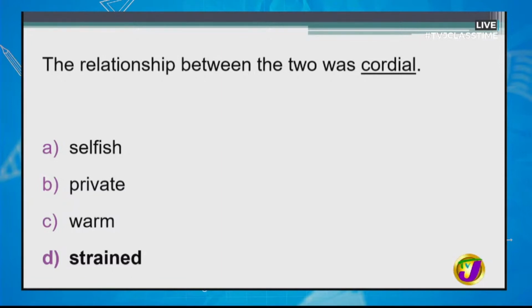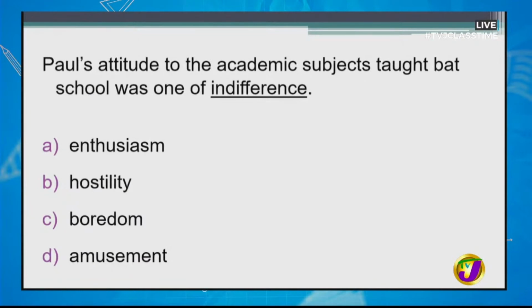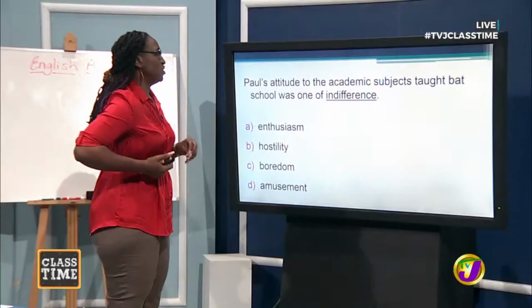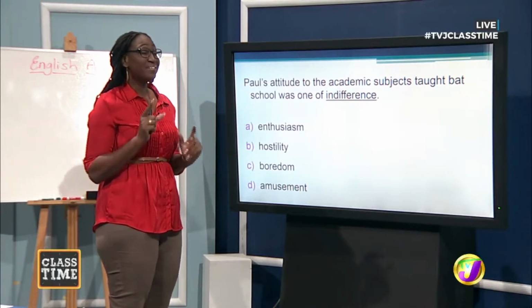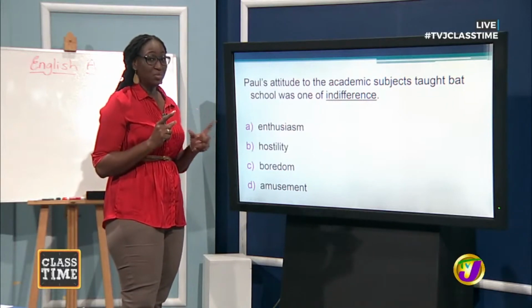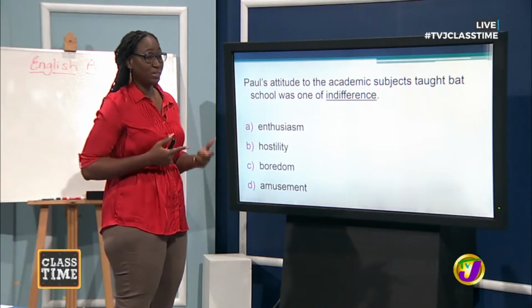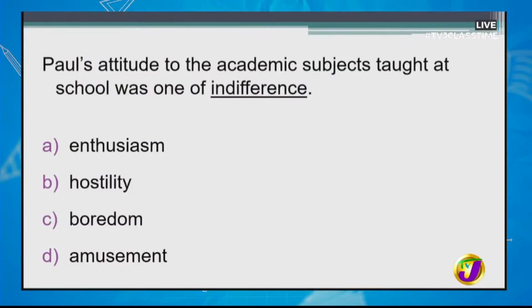All right, our next sentence. Paul's attitude to the academic subjects taught at school was one of indifference. Indifference. What does that word mean? And then once you get the meaning, what is the opposite of it? So Paul's attitude was one of indifference. Right there, unfortunately, we are not getting a lot of help from the context. So again, you have to understand what the word indifference means. So here are your options: enthusiasm, hostility, boredom, amusement.